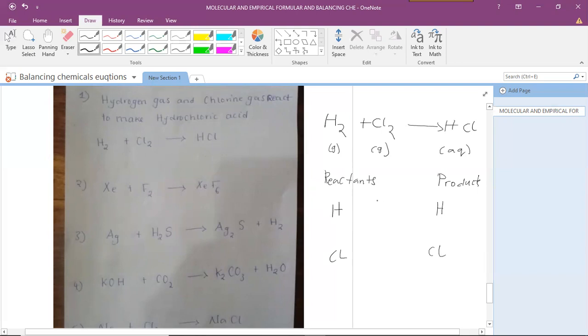And then now I start to count. In my reactants, I have two hydrogens. And here in my products, I've got one hydrogen. For chlorine, we have two chlorines there, and there we have one. So now we start balancing by inspection. We start to ask ourselves, all right, how can I make two hydrogens there and two chlorines? So let me create some space.